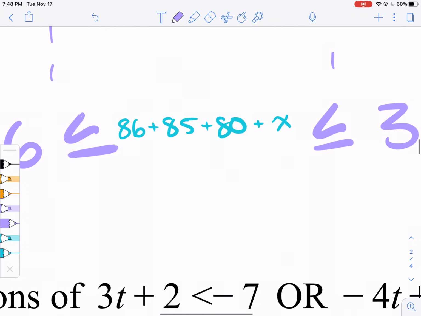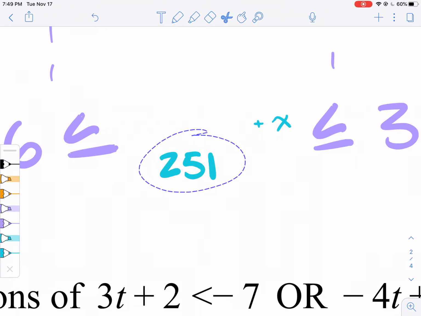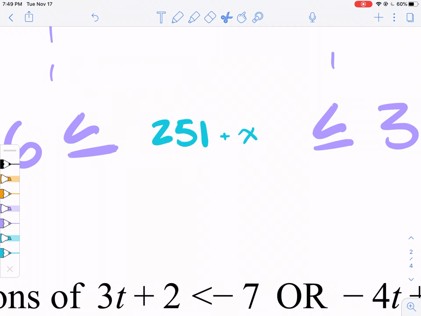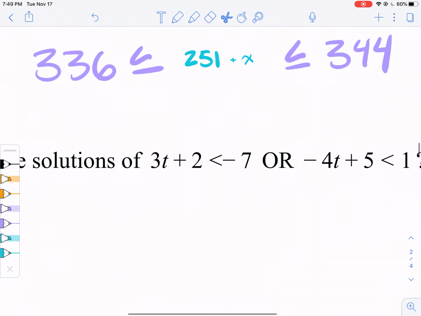Let's also clean this up real quick. 86 plus 85 plus 80 is 251. I'm going to write that neater. 251. So let's get rid of that real quick. Replace it with 251 plus x. And that looks a lot easier to read.